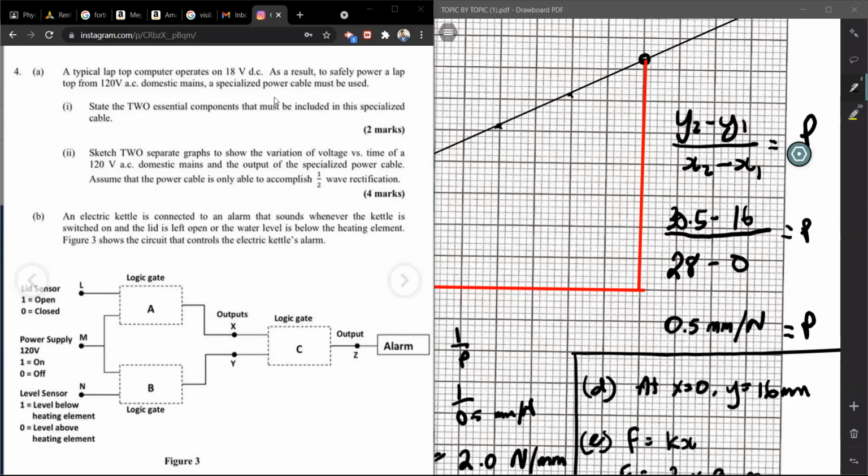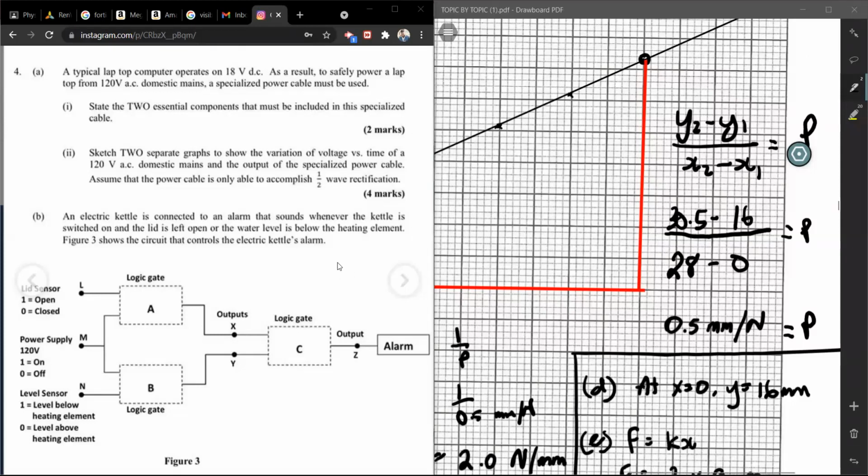Sketch two separate graphs to show the variation of voltage versus time of a 120 volt AC domestic mains and the output of a specialized power cable. Assume that the power cable is only able to accomplish half-wave rectification.